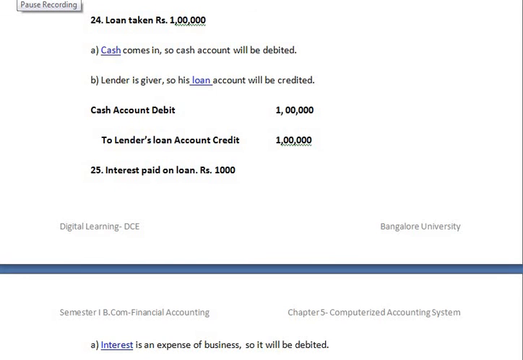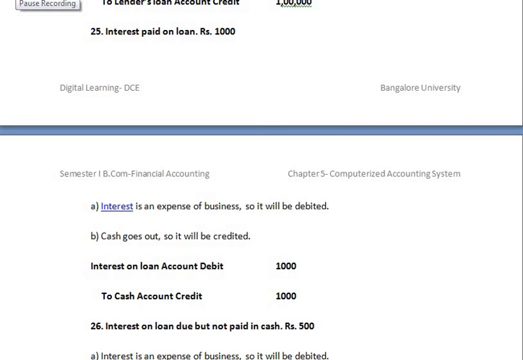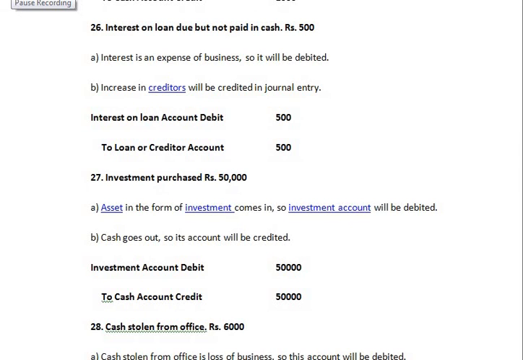Loan taken for rupees 1 lakh. Cash is coming in, so cash account debit to lender's account credited, as the lender is the giver. Next is interest paid on loan, rupees 1000. Interest is an expense of business, so interest on loan account debit to cash account. Cash is going out.